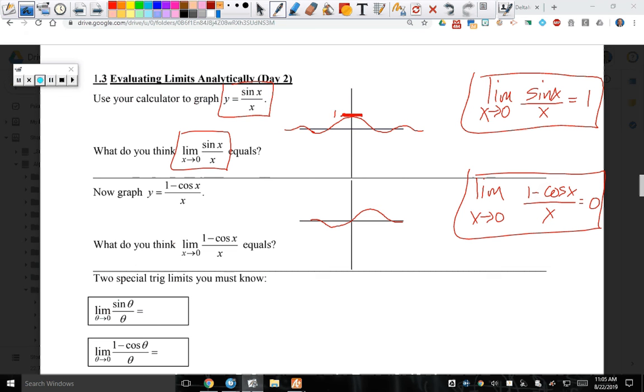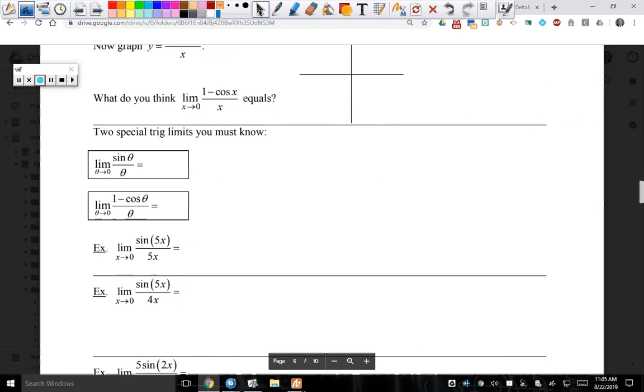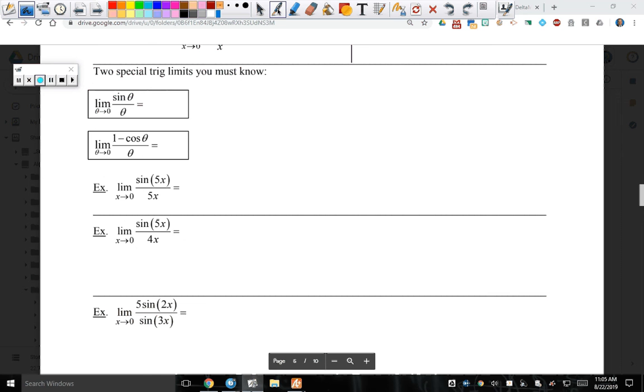Alright, so with that being said, any questions before we keep going? Alright, so other ones that I want to make sure that you're good to go on. So these are two important ones. Let's move on to these. What do you think sine of theta over theta, if theta approaches 0, would be? It would be 1 as well. Because it could be smiley face.